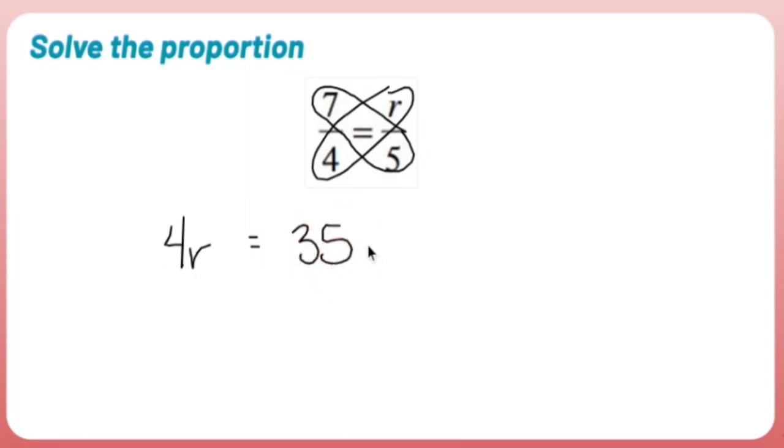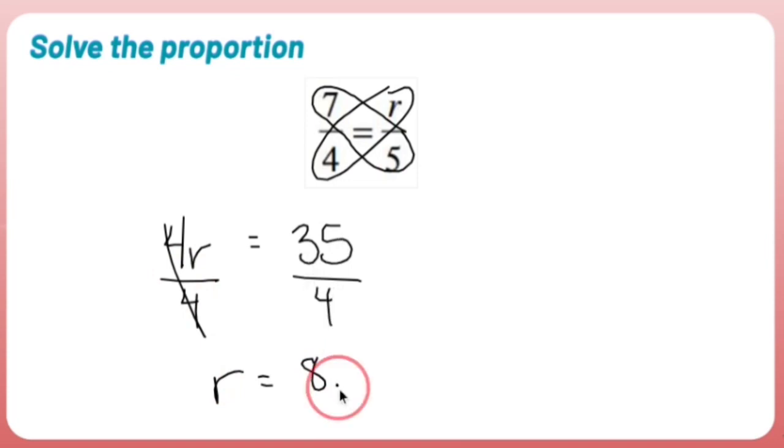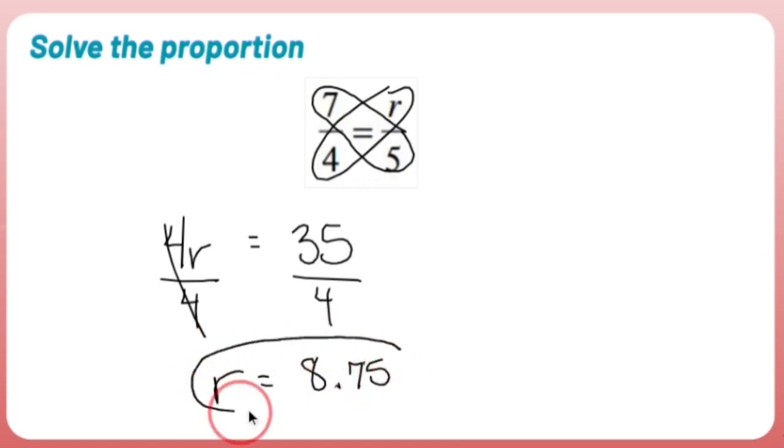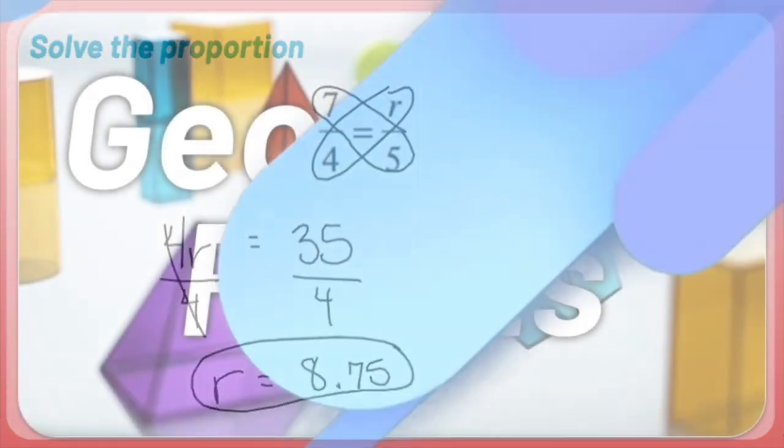Now I have a one-step equation. Divide both sides by 4. And it looks like you're going to get a decimal here. You can write it out as a fraction, but you know what? The decimal's not that bad when you divide by 4. 32 divided by 4 is 8, so 32 and 3 more is going to be 3/4 or 0.75, however you want to write it out. But that's how you do proportions. Crisscross applesauce.